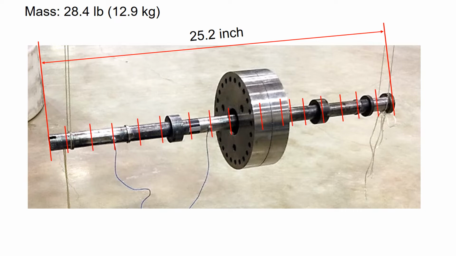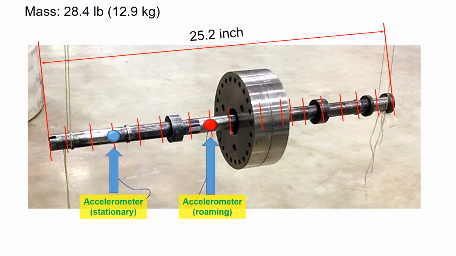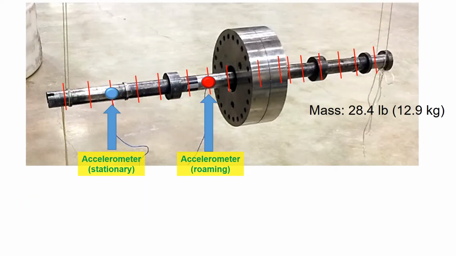First thing you need to do is to mark the rotor equally spaced. The total length of the rotor is about 25 inches. So let's mark every 1.5 inches equally spaced along its entire length. Now attach two accelerometers on the rotor. As the name indicates, the stationary accelerometer will stay at its location, while the roaming accelerometer will move around during the impact test. Once all the equipment is ready, impact on the rotor so that two accelerometers get the signal.